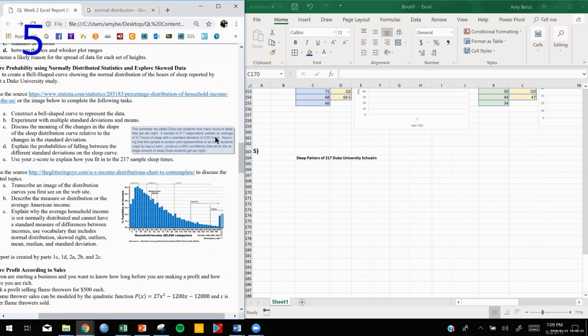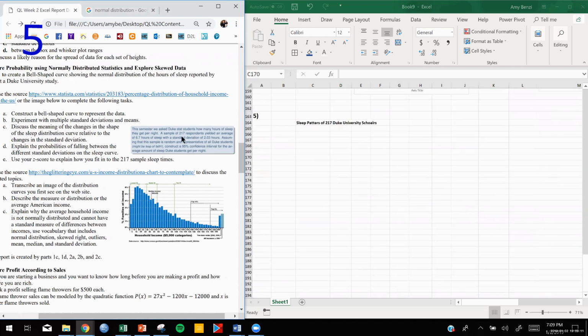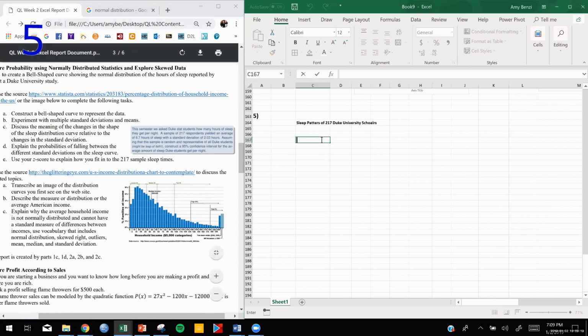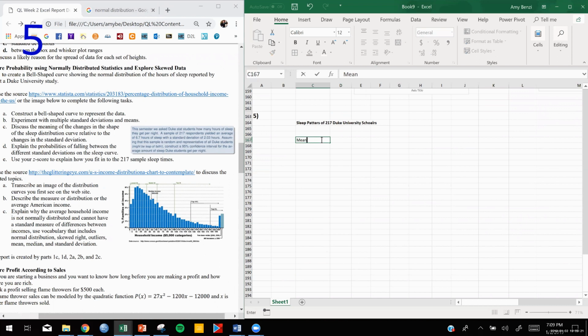So I have 217 students, and what do I need to make a bell-shaped curve? Well, believe it or not, for all of this stuff, I could actually do it with nothing more than a mean and a standard deviation. So let me show you how that works. It says here the mean hours of sleep. Let's see, sleep patterns. I better change this to sleep number of hours.